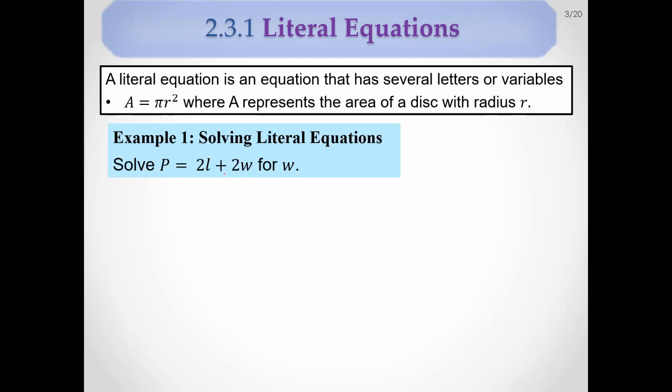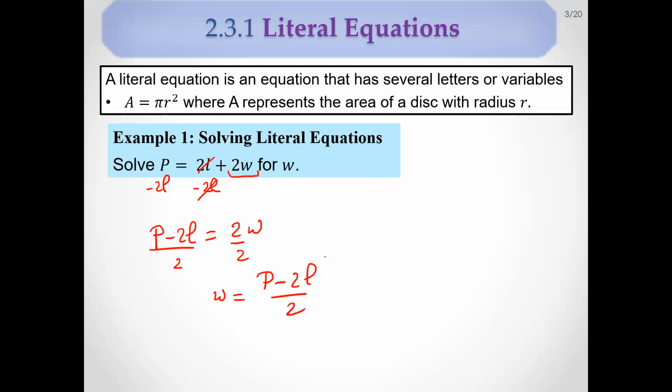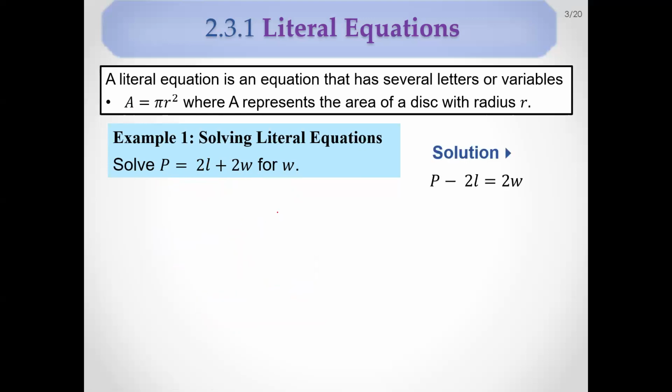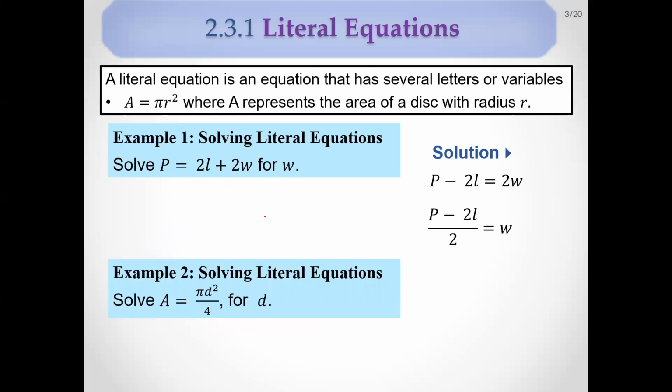So the idea is easy. Here, an easy example. We want to isolate w. We have a sum, so we just subtract 2l from both sides. We get p minus 2l. 2l minus 2l is 0, and we have 2w. Then divide by 2 on both sides. So w is p minus 2l over 2. We say that we have solved this equation for w. This is the idea, really easy. Repeat: isolate w, and we get the solution.